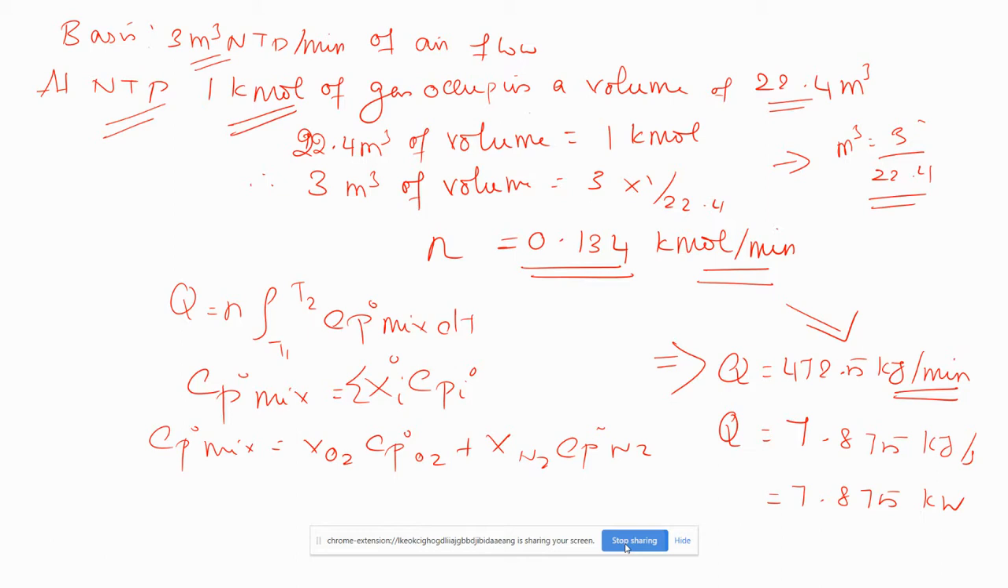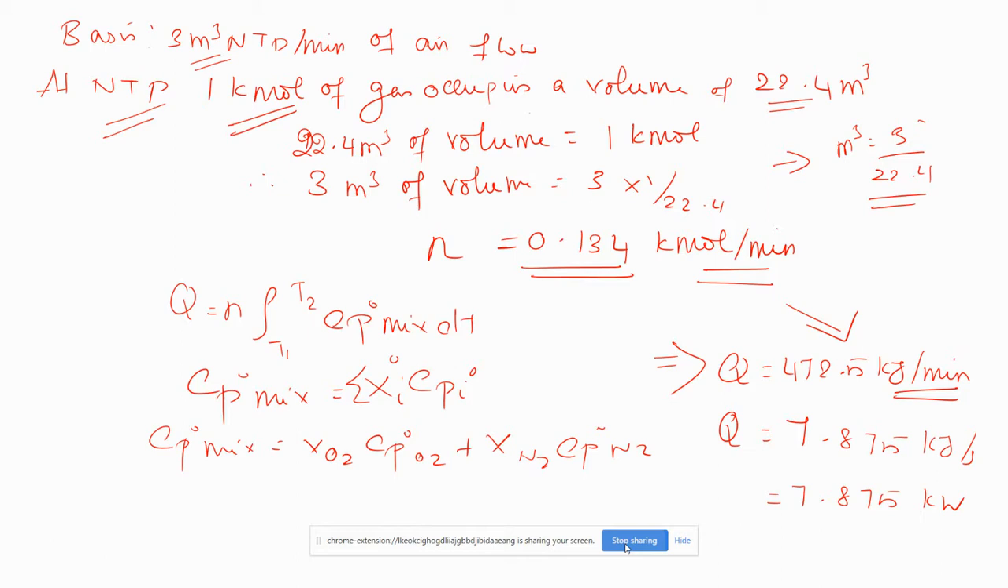1 kilomole. Cp naught M1 and Cp naught M2, so just substitute: 1 into 37.7063 into (422 minus 298) minus 35.8641 into (311 minus 298). That's it. Just direct values, substitute. You will get the Q value as 4209.35 kilojoules.